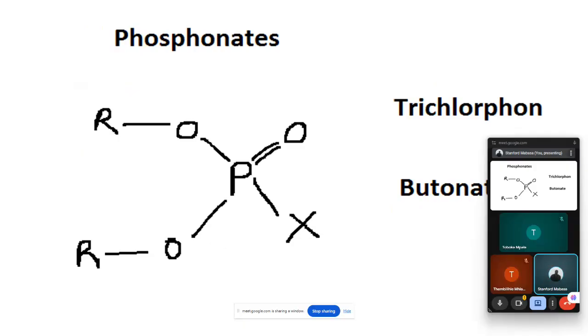Phosphonates. Now with the phosphonates, you have 3 oxygen atoms joined to the phosphorus, and you have the X group, which is directly this time attached to the phosphorus. So we have examples like trichlorfon and butonate.